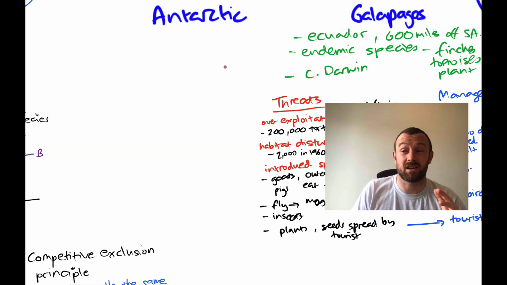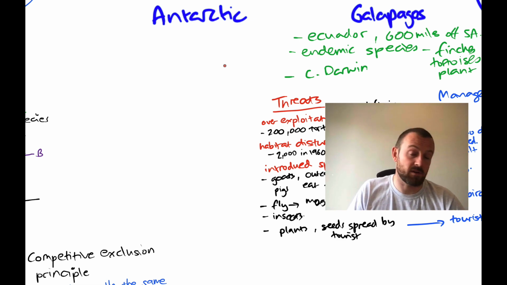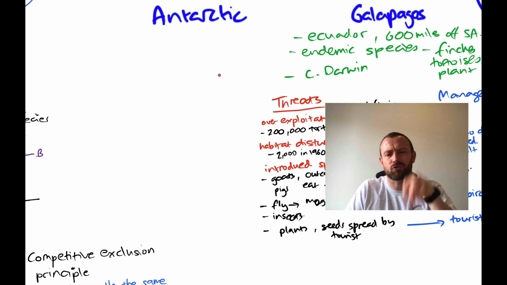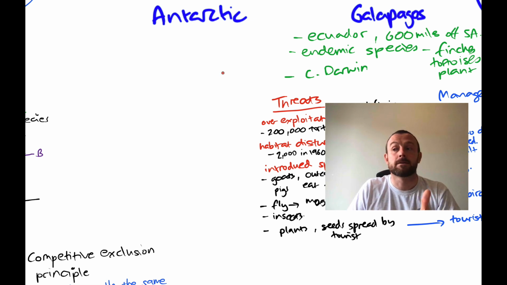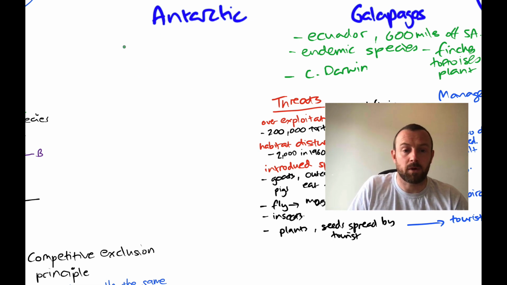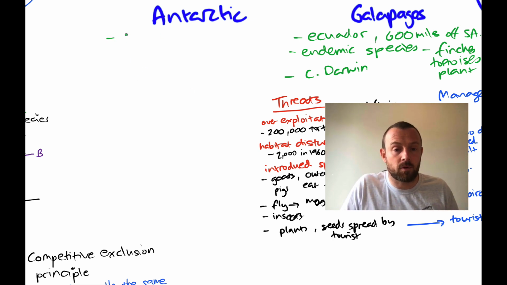to protect mainly the marine life and the seabird life that live there, because right in the central continent of Antarctica, there's not a lot of life. So we're mainly talking about the coast. Okay, let's talk about the coast. Right, what things have we got? Well, we've got sea life.